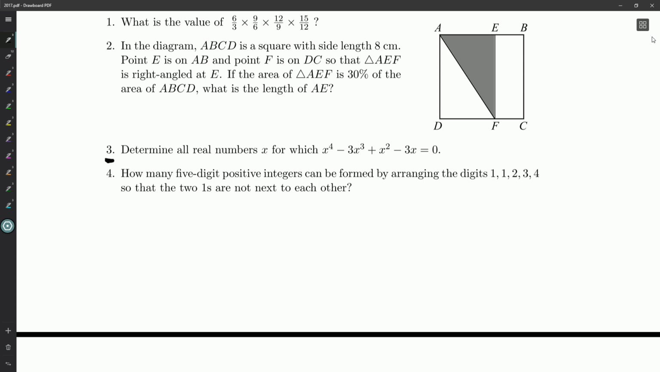Question on the 2017 CSMC. Determine all real numbers x for which x to the 4 minus 3x cubed plus x squared minus 3x equals 0. So we need to sort of solve this quartic equation.